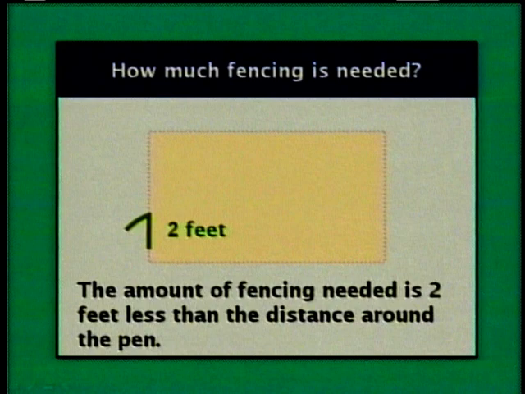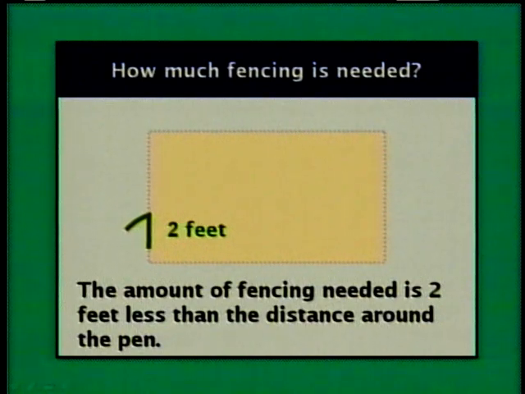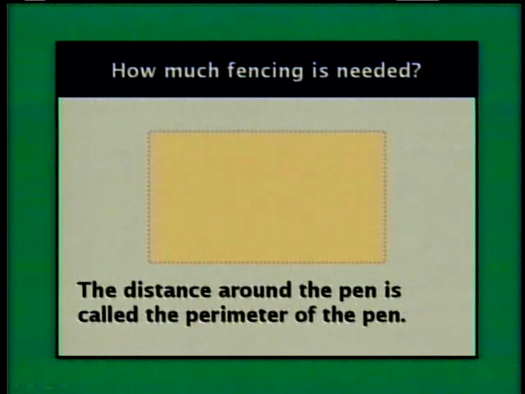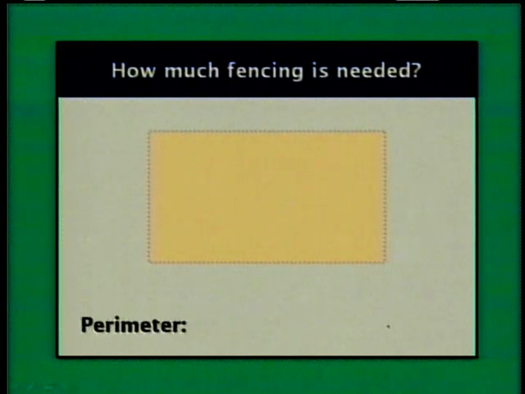So let's begin by focusing on the fencing question. What I've done here is I've gone ahead and drawn a rectangle and indicated that we have a 2-foot gate on one side of the pen. The length of the long side of this rectangle is 18 feet, and the length of the short side of the rectangle is 10 feet. And the question is, how much fencing is needed? Well, the amount of fencing needed is 2 feet less than the distance around the pen. The distance around the pen is called the perimeter of the pen. So let's go ahead and figure out what the perimeter is.